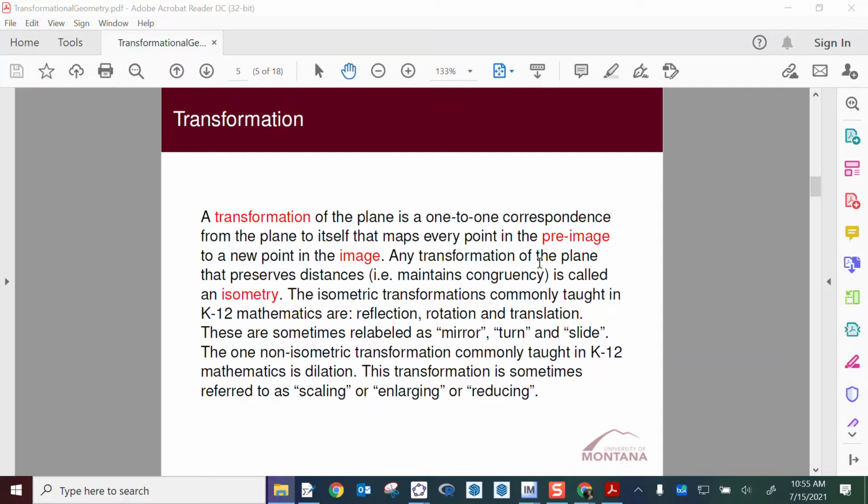Sometimes we relabel these, especially for younger learners, as mirror, turn, and slide. There is one non-isometric transformation commonly taught in K-12, and that's dilation. That transformation is sometimes referred to as scaling or enlarging, or if it's getting smaller, reducing. So that's it, a one-to-one correspondence. And the way that you should think about this is it's taking every point in the pre-image to every new point in the image.